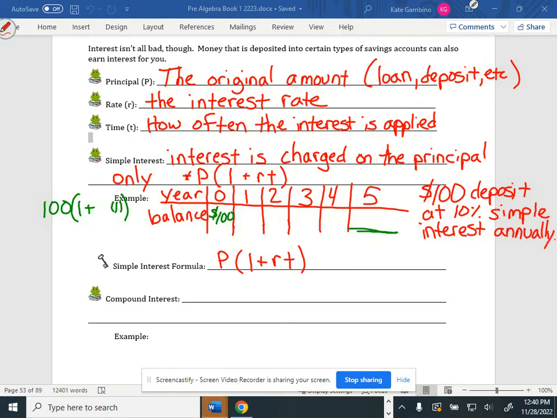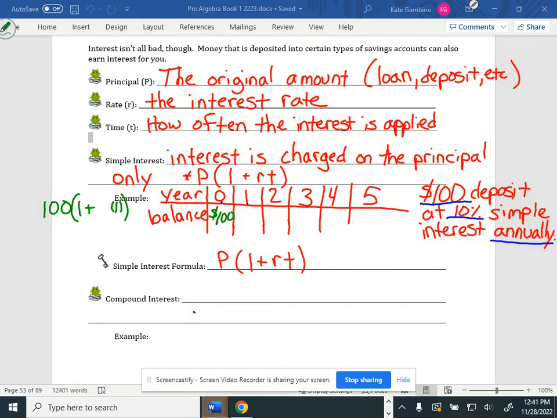We need that. So from that, I made my table. That $100 deposit is our balance. That's what we start with, the principal. 10% interest annually. So those are our key parts of our information: principal, our rate, and our time. So our principal is 100, our rate is 10%, and our time is every year. So let's fill in our table, or how we would do that.